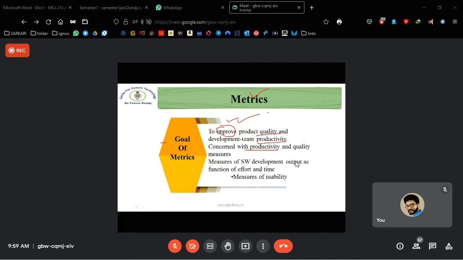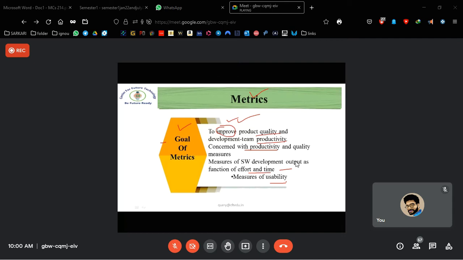So measure the software development output as a function of effort and time. We can also measure the usability of the software by knowing certain parameters. If you have created software whose interface is so user friendly that people are using it very enthusiastically, finding it very user friendly and very helpful, then if things are going well, we can reuse it again and again.